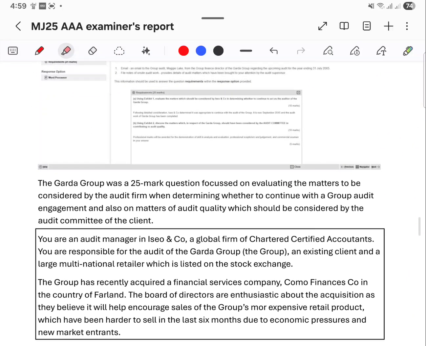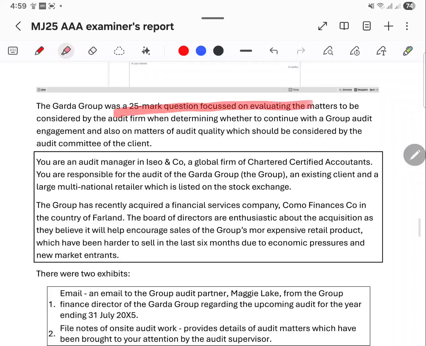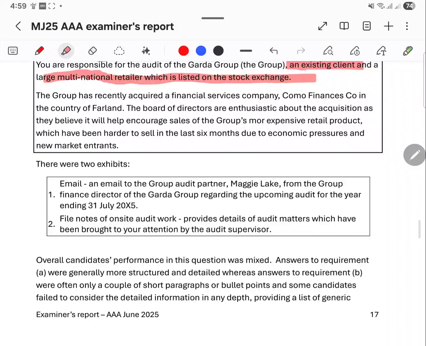So, Section B, Gerda Company. Gerda Company was a 25-mark question focused on evaluating the matters to be considered by the audit firm. You are an audit engagement partner in a global firm of chartered certified accountants. You are responsible for the audit of an existing client, a large multinational retailer which is listed on the stock exchange. The group has recently acquired a financial services or finance company in the country of Ireland. The board of directors are enthusiastic about the acquisition as they believe it will help encourage group sales of expensive retail products which have been harder to sell in the last 6 months due to economic pressure and new market.